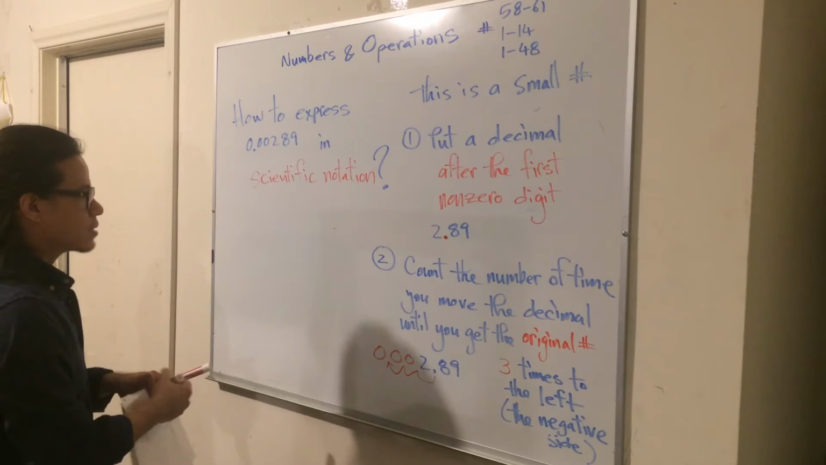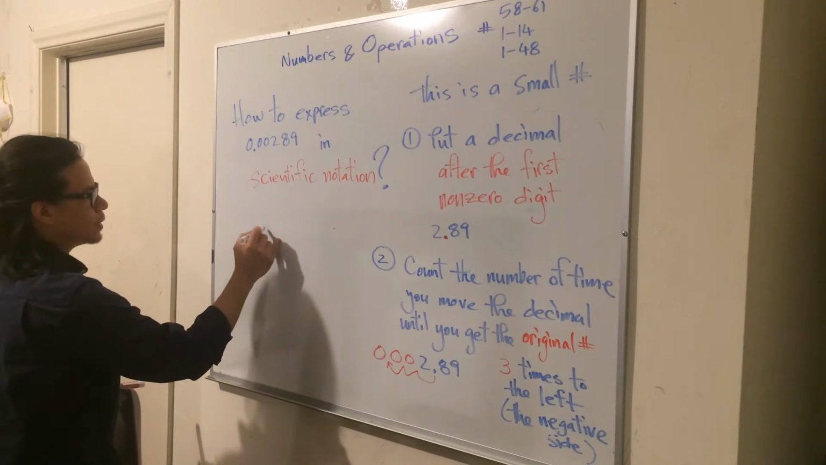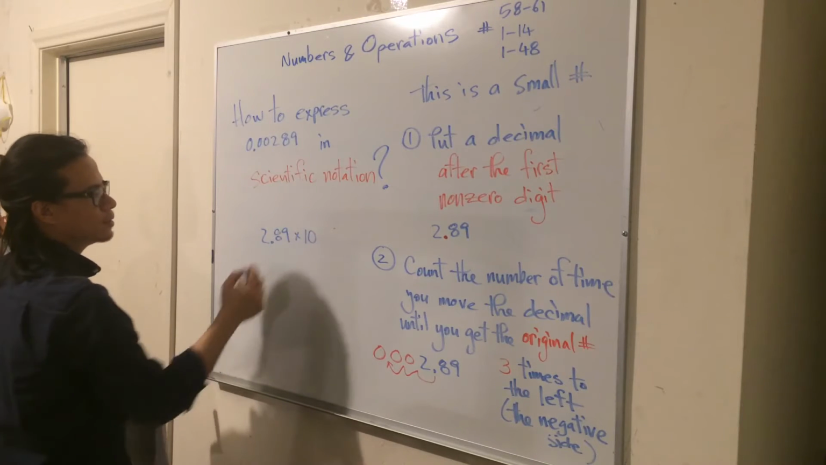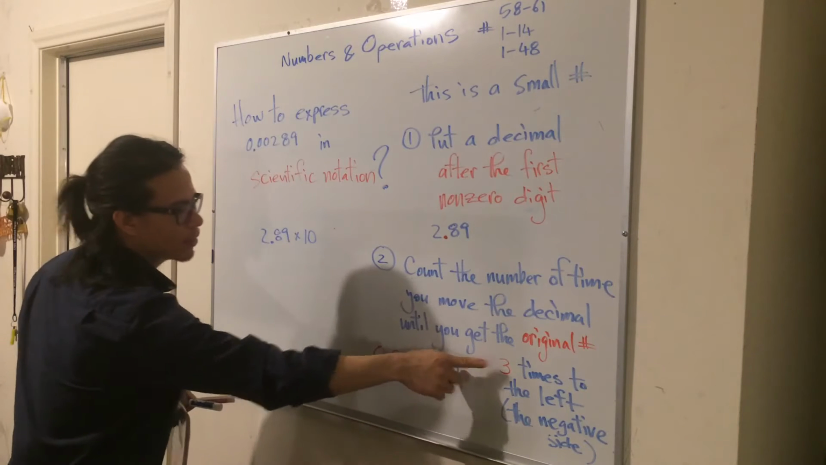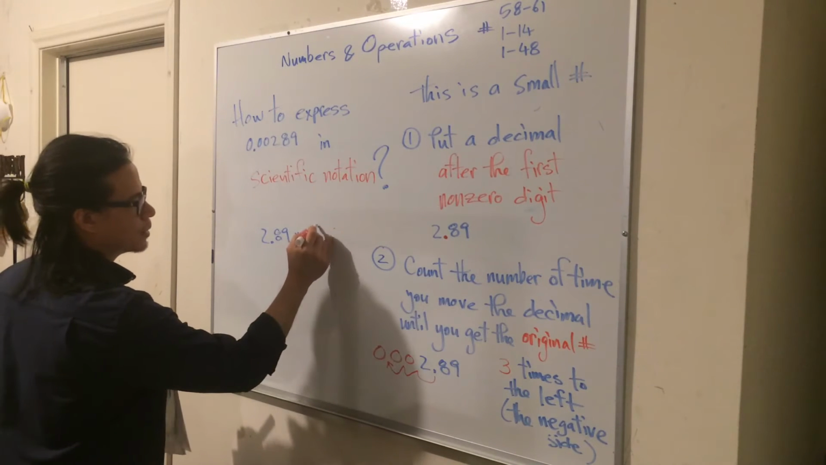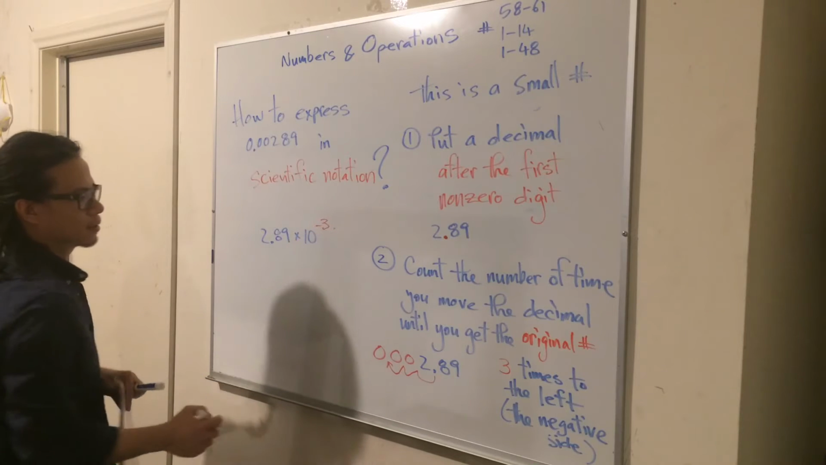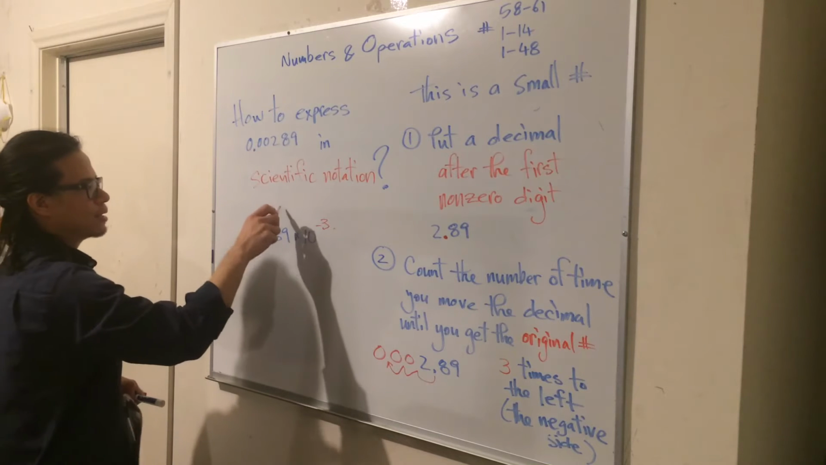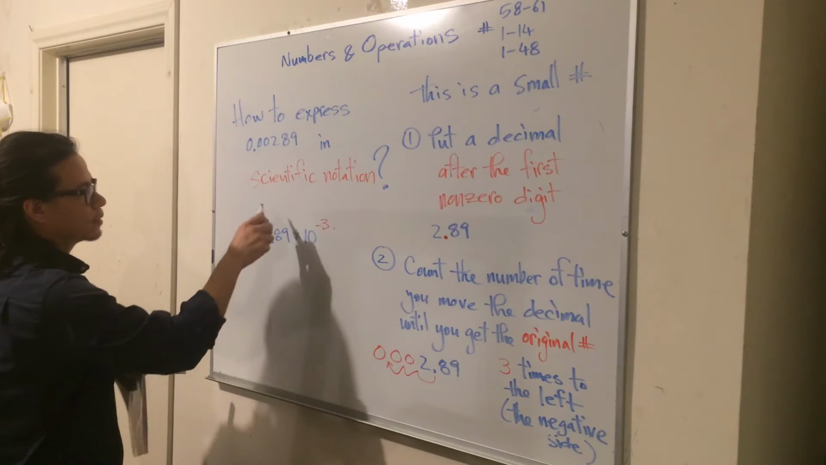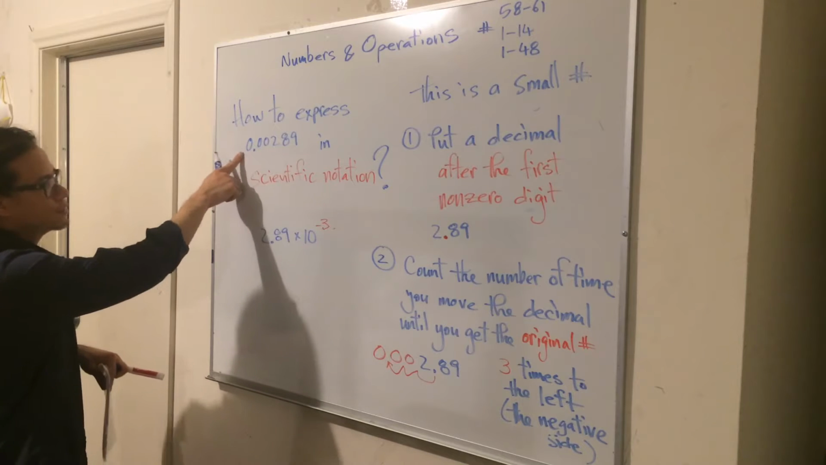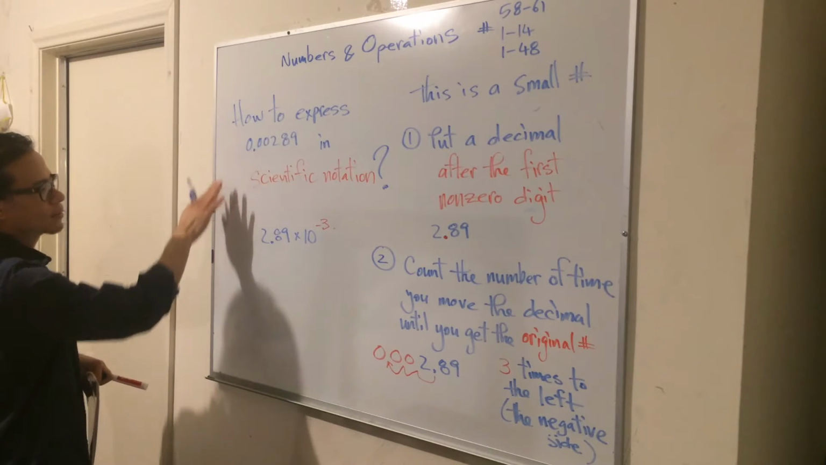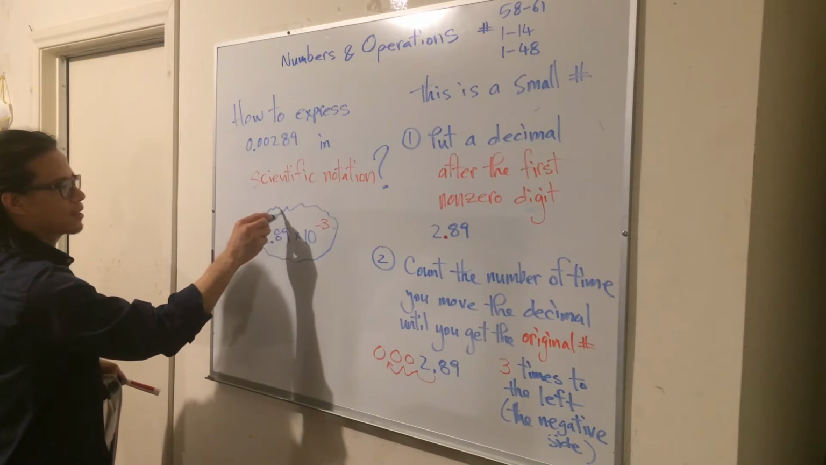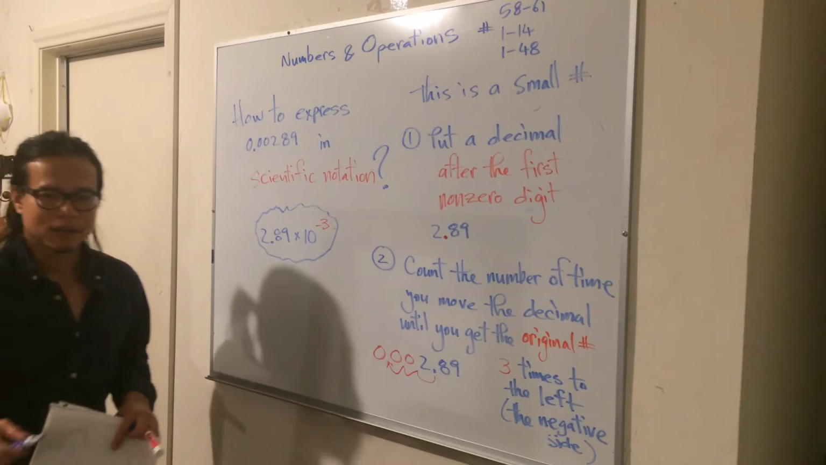So our final answer is going to be 2.89 times 10 to the 3rd. Better yet, negative 3, because we're moving to the left, the negative side. So this is equivalent to 0.00289. Got it? Let's rock on.